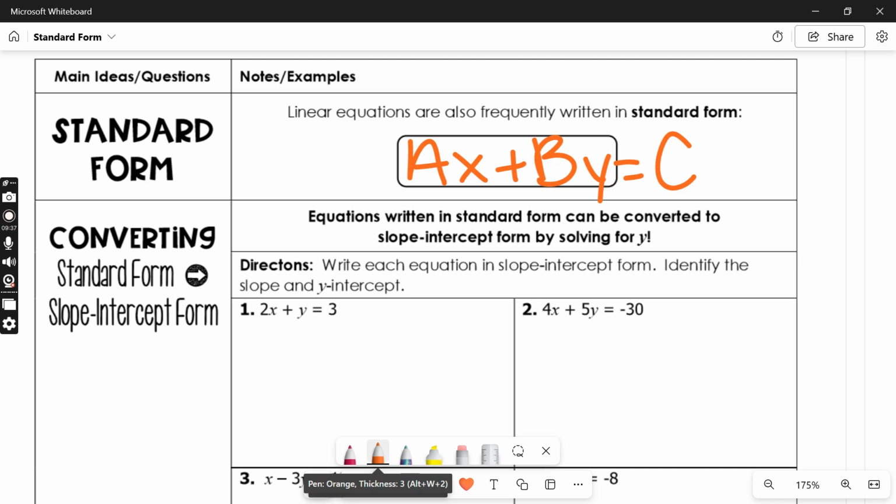Equations written in standard form can be converted to slope-intercept form by solving for y. So remember, slope-intercept form is y equals mx plus b. Write each equation in slope-intercept form. Identify the slope and the y-intercept.